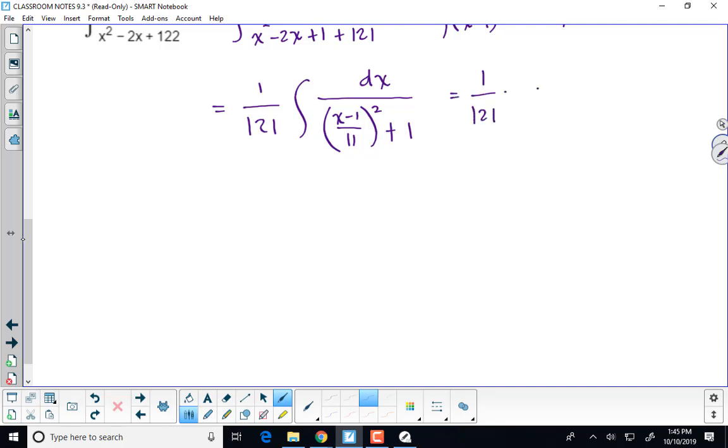So this is going to be 1/121. I'm going to leave space for the reverse chain rule. Reverse chain rule is going to give us a multiplicative factor. And that factor is 1/11. So the derivative of the inside is 1/11. So we divide by 1/11, which means multiply by 11. And that will cancel with the denominator. Well, part of it will.